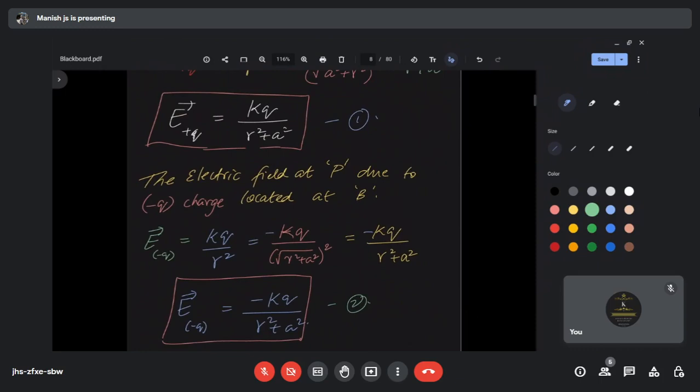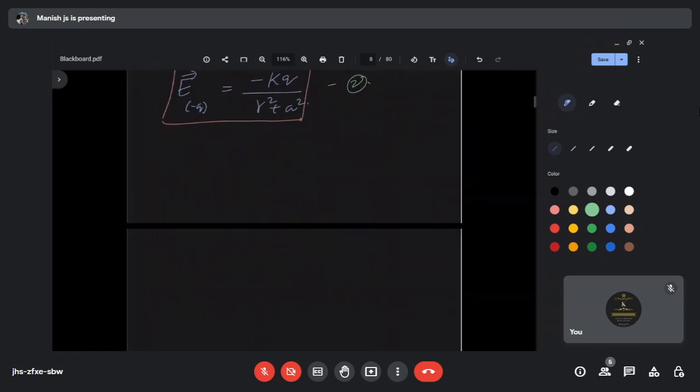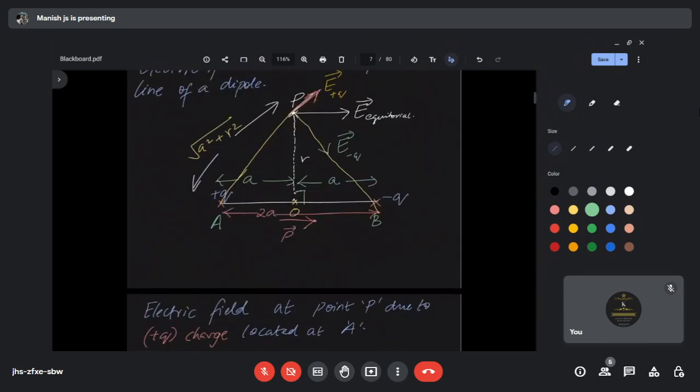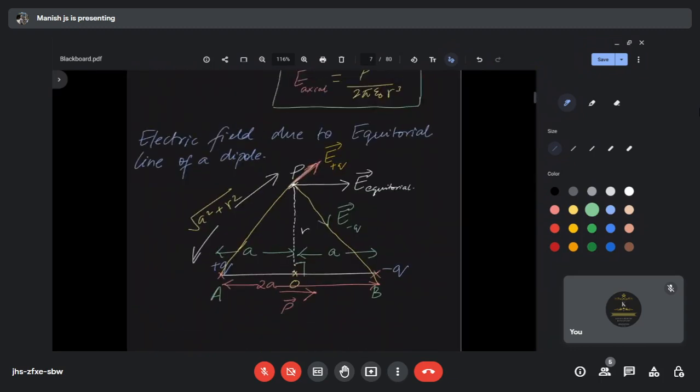Now what will be the total electric field? We wish to find out the total electric field. Now these two electric fields are not in a straight line. They are present as diagonals to the equatorial electric field. So we need to find out their components. If this is making an angle theta here, let me draw it here.